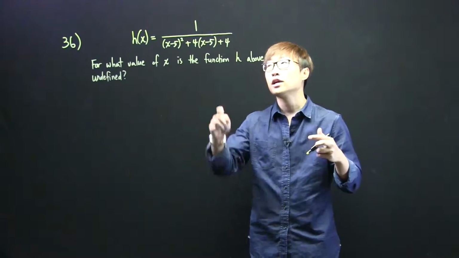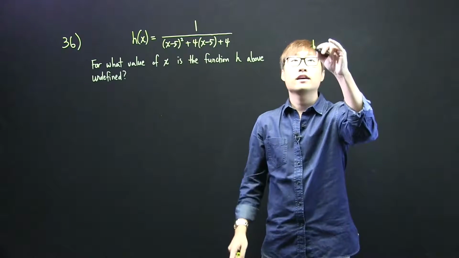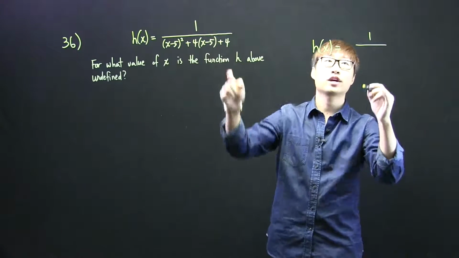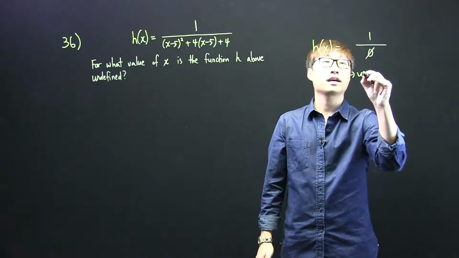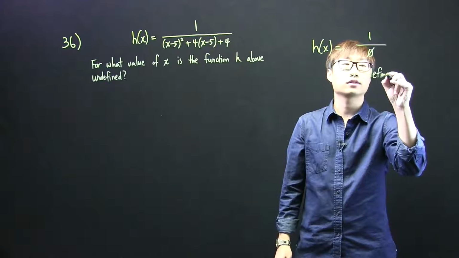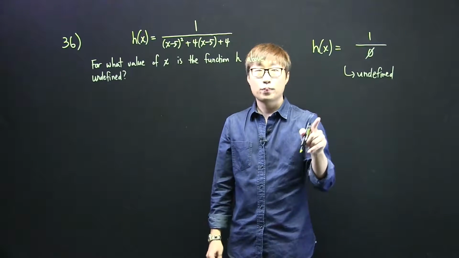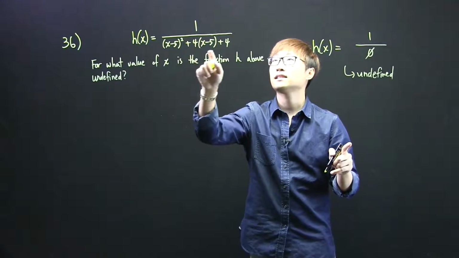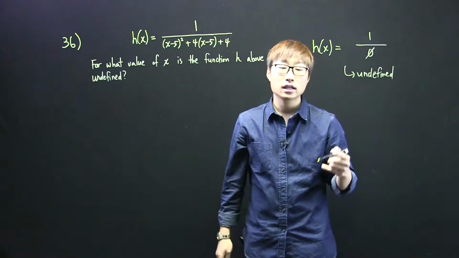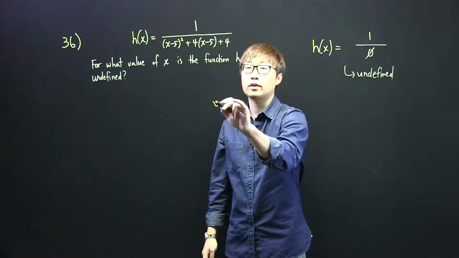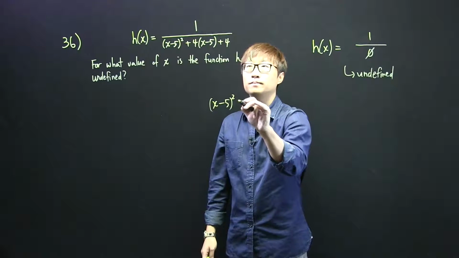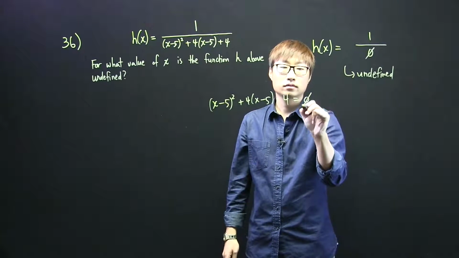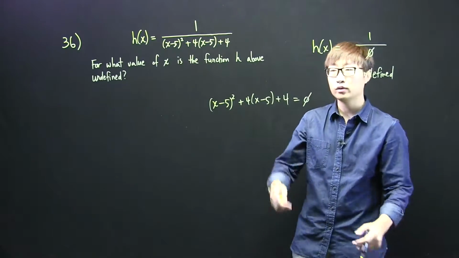Right? So pretty much, I don't care what the bottom is, if h of x comes out to be 1 over 0, because the 1 is not going to change, that will make it undefined for this function, correct? So what this question is saying is, what is going to make this entire thing on the bottom a 0? So this is how we're going to solve it. Take the whole bottom and set it equal to 0. All right, and then we'll just solve it.